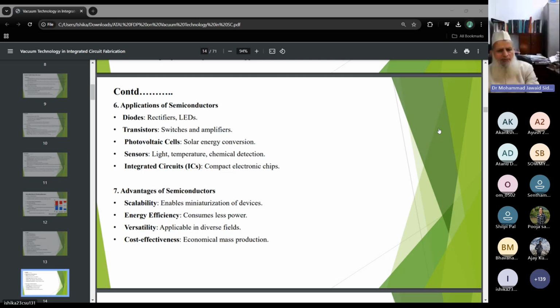Energy efficiency, they consume less power. Versatility, applicable in diverse fields. Cost effective, because integrated circuits are produced in bulk. The installation and capital cost of an integrated circuit fab is very high, and running cost is also very high. But the per chip cost becomes very small because these integrated circuit chips are produced in bulk. So per chip cost becomes generally very small.